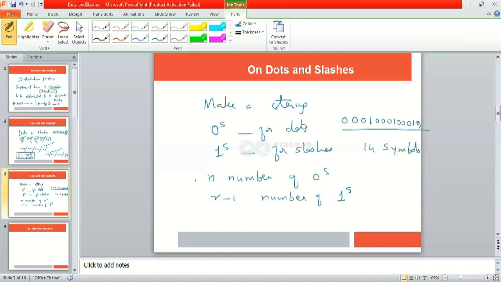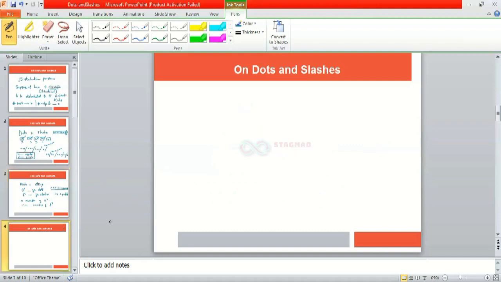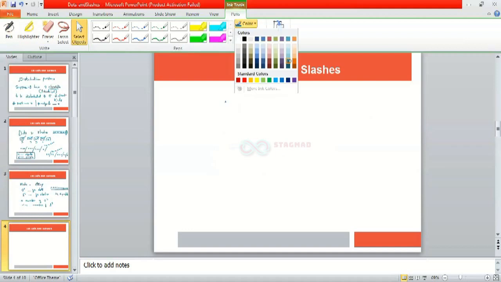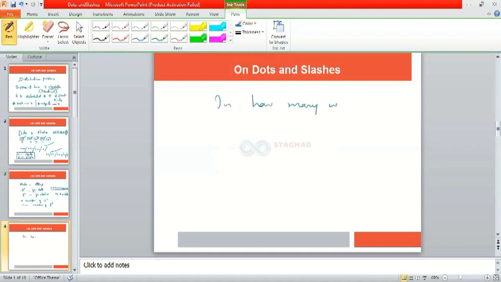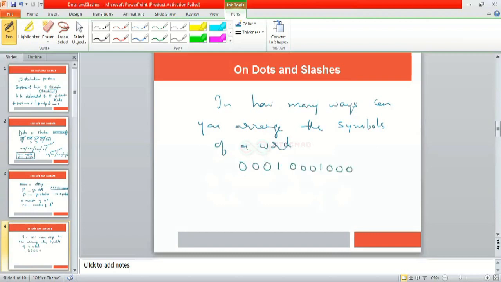You've seen in the course on permutations and combinations that this is exactly like asking in how many ways can you arrange the symbols or letters of a certain word. And my word here consists of 10 zeros and 4 ones. So you generally do it as 14 factorial divided by, because these are indistinguishable, a 10 factorial and a 4 factorial.